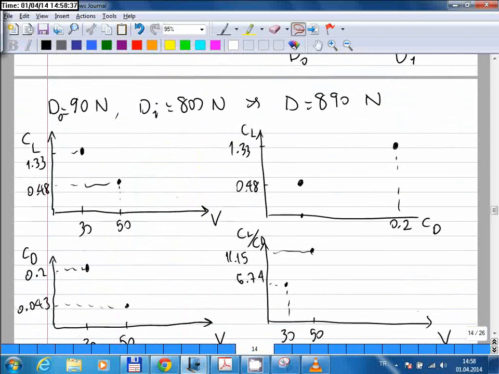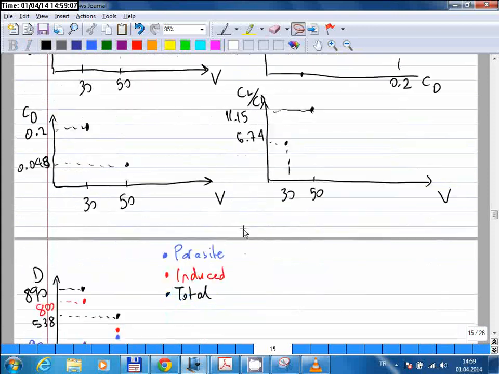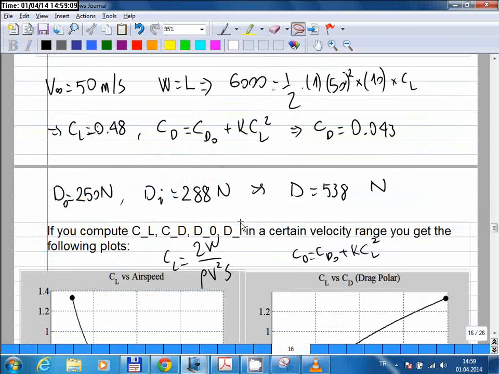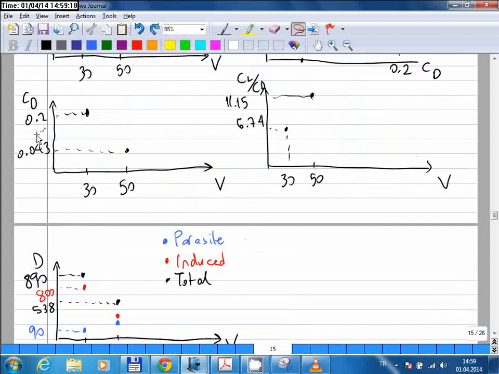So the new CL value is 0.48 corresponding to the 50 meter per second flight speed. And the drag coefficient is 0.40. I think it should be 48. So let me correct that. It should be 48. And so this is our second point on this graph. And if you calculate the ratio, no, this is the drag coefficient, right? The drag coefficient is 0.0443. Okay, so this shouldn't be 40, it's 43.